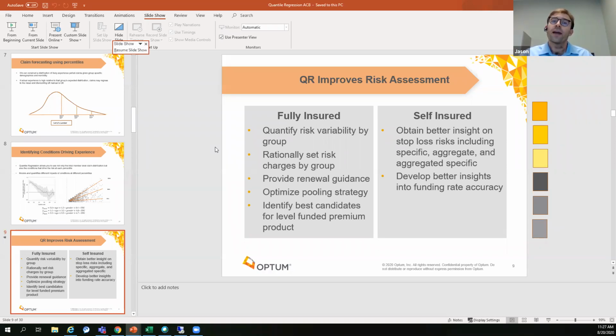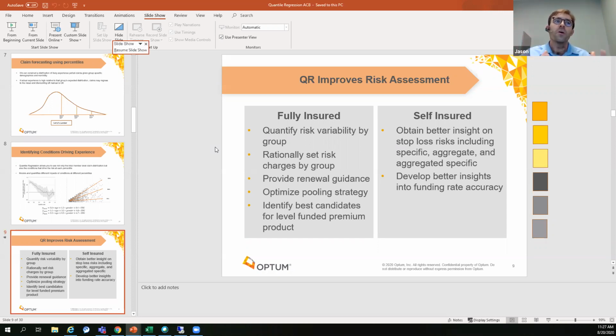Your pooling strategy, in terms of how much risk is actually being taken out of the block by pooling at different levels, you can actually quantify using quantile regression, because it'll tell you, hey, if you pool at $50,000, that's pooling at the 98th percentile. Or if you're pooling at $100,000, that's pooling at the 99th percentile.